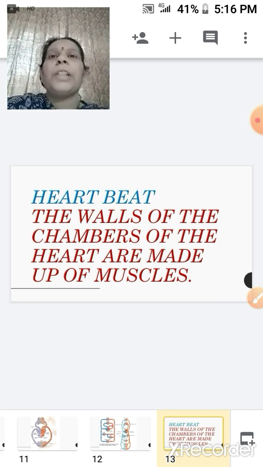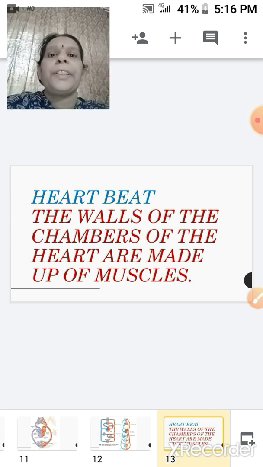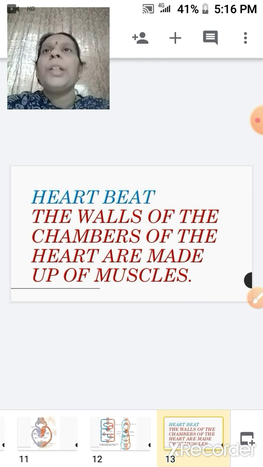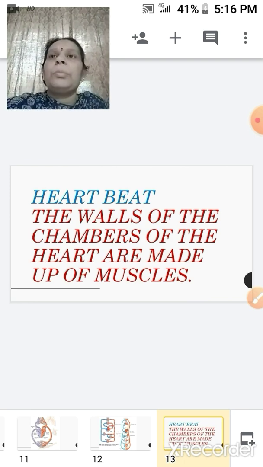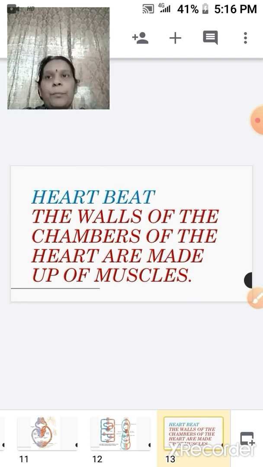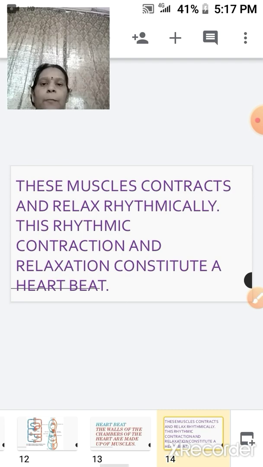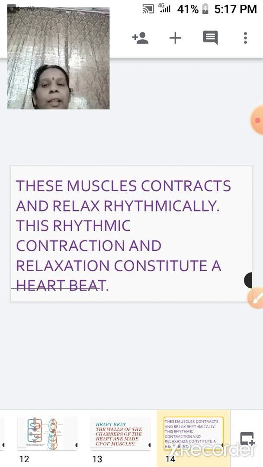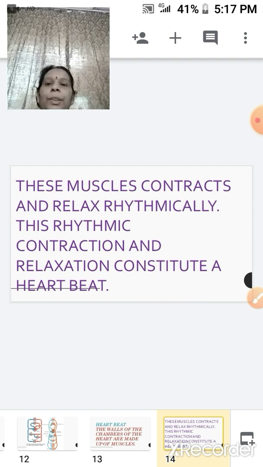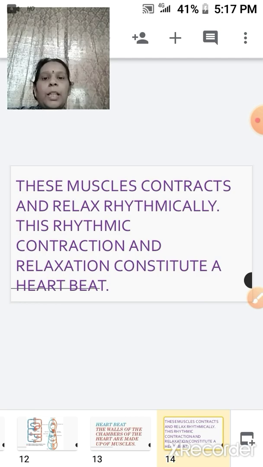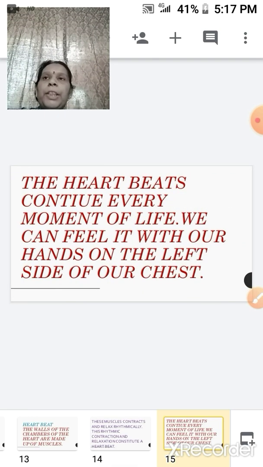After the functioning of the heart, we have the other topic, that is the heartbeat. As we have already studied about the pulse rate, heartbeat is similar to that. The walls of the chambers of the heart are made up of muscles, and these muscles contract and relax rhythmically. This rhythmic contraction and relaxation forms the heartbeat. The heart keeps on pumping continuously till we are alive.